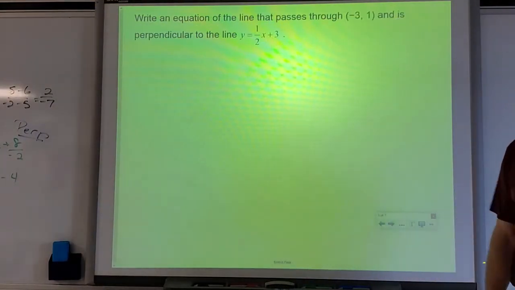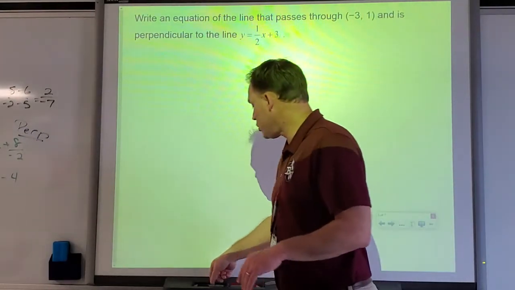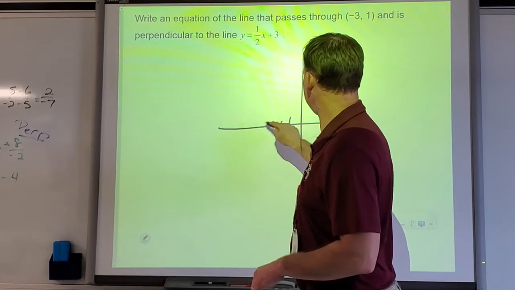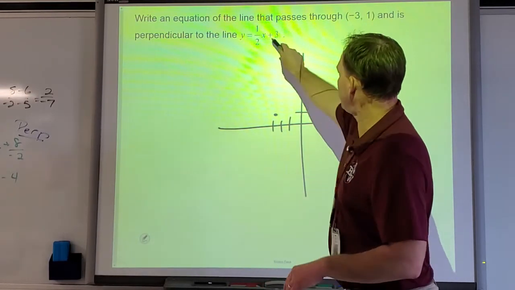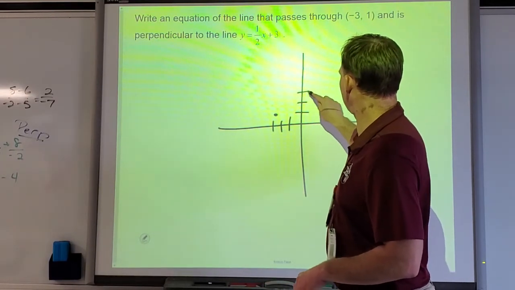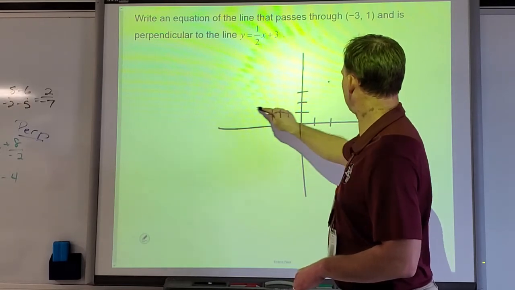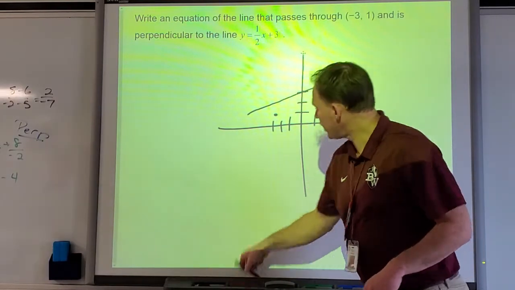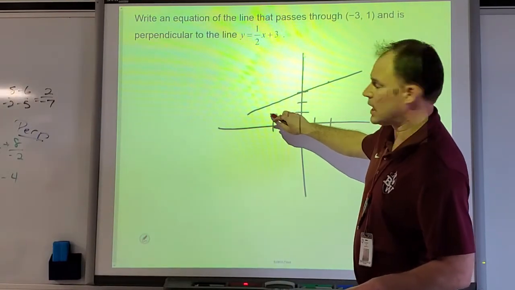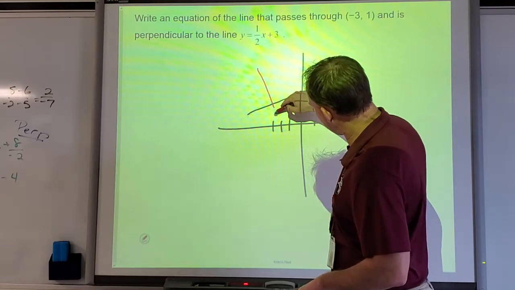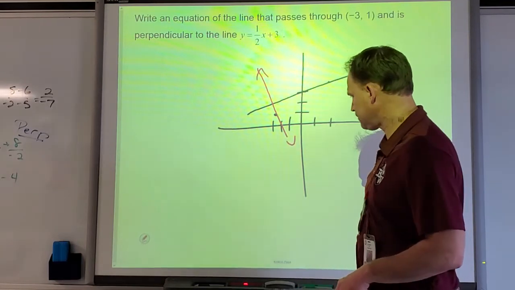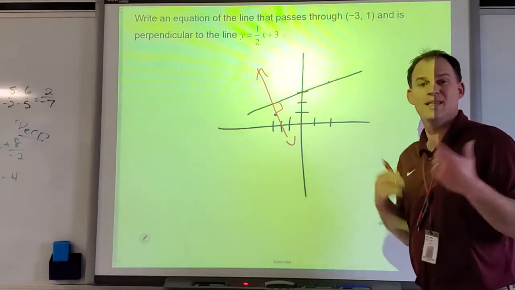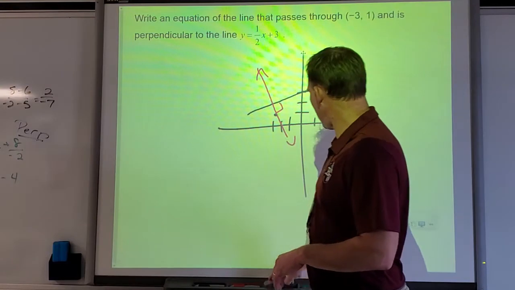What about perpendicular? Again, first let me show you what they're asking you to do. There's a point, negative 3, 1. There's a line, and they want you to find out what is perpendicular to this line through this point. So some line that goes kind of like this, perpendicular to the first one through the point that they give you. That's what we're trying to find.